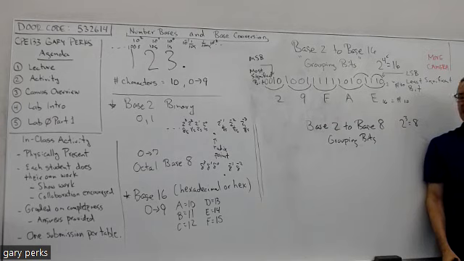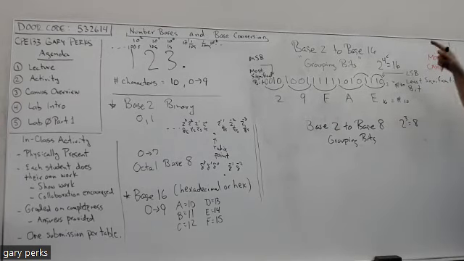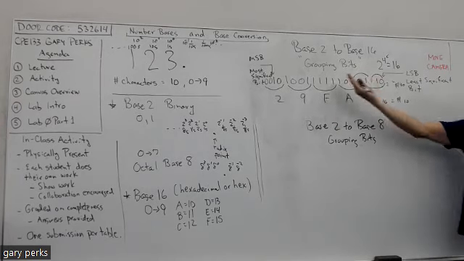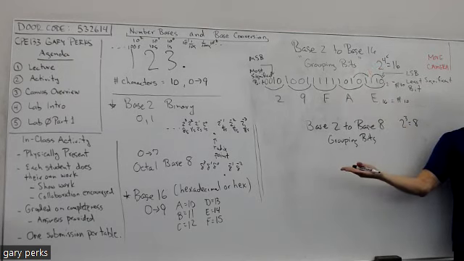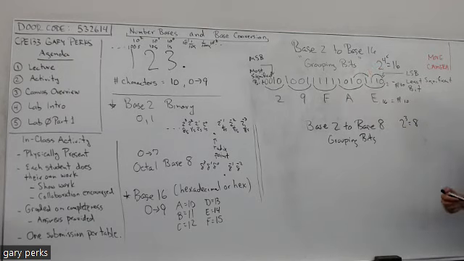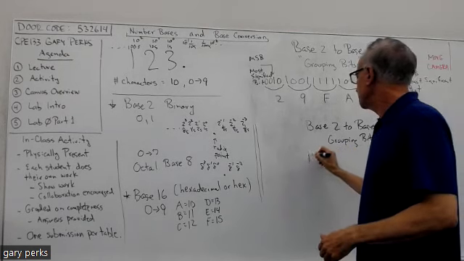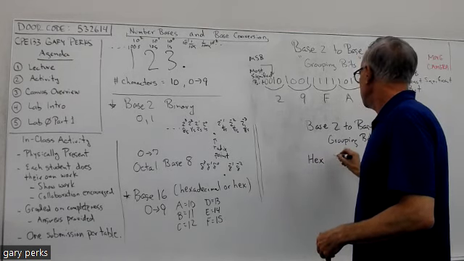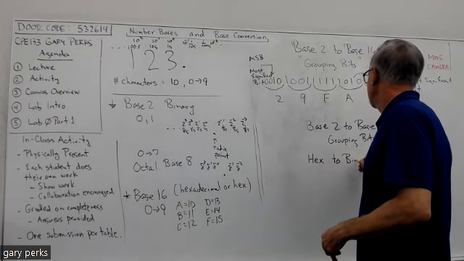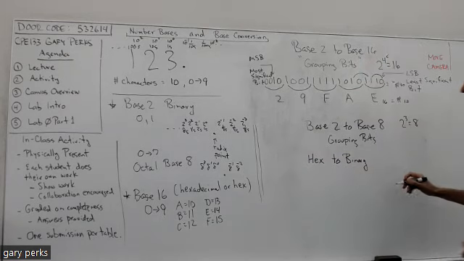Okay. And you see, this also works the other way. I just showed you binary to hex. You could also go hex to binary using the grouping of the bits in reverse. So hex to binary. Let's say we had the hex number A8E2.